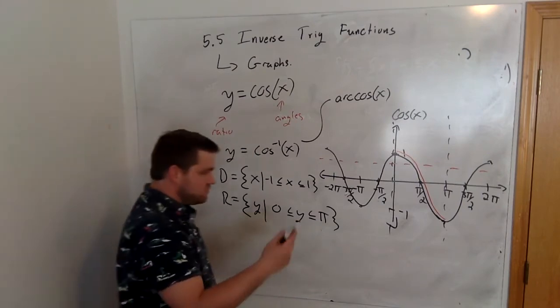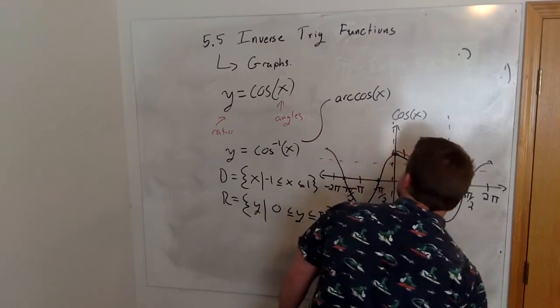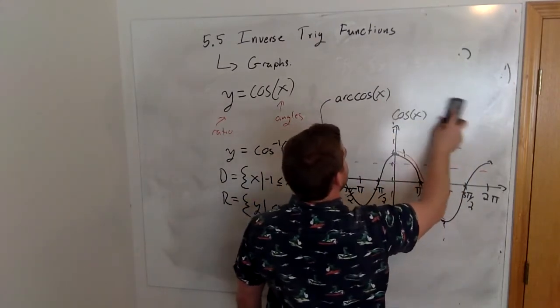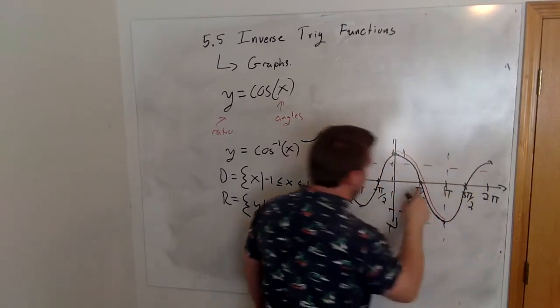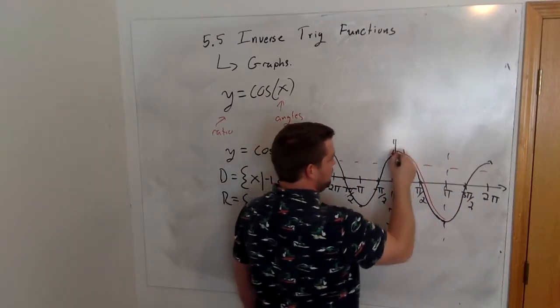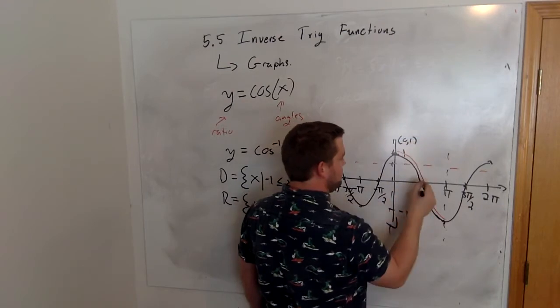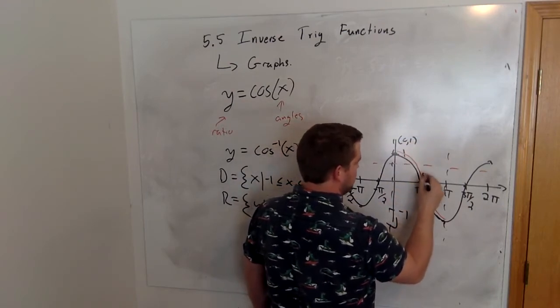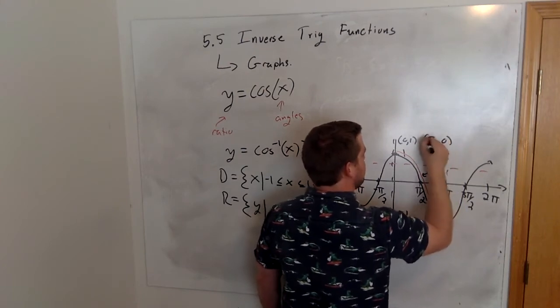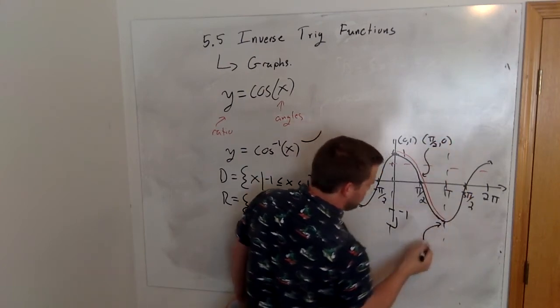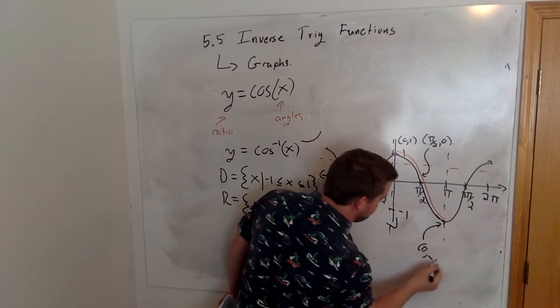Okay, and then let's just do a quick sketch of it. Maybe we'll do it up here. Let's grab these nice numbers here. So this is the point 0 and 1. This here is the point pi over 2 and 0. And let's grab this point right here. This is the point pi and negative 1.